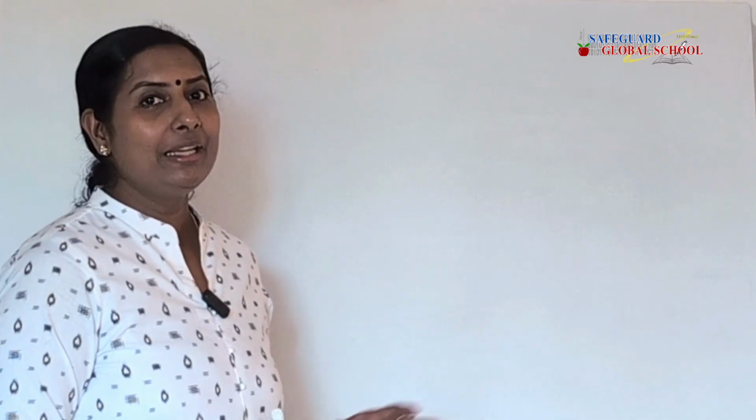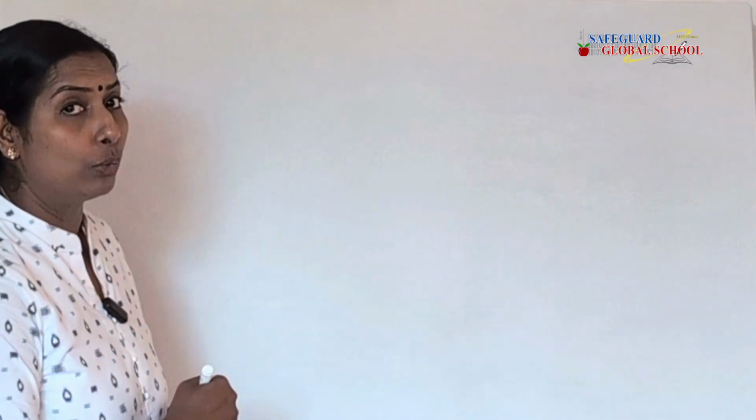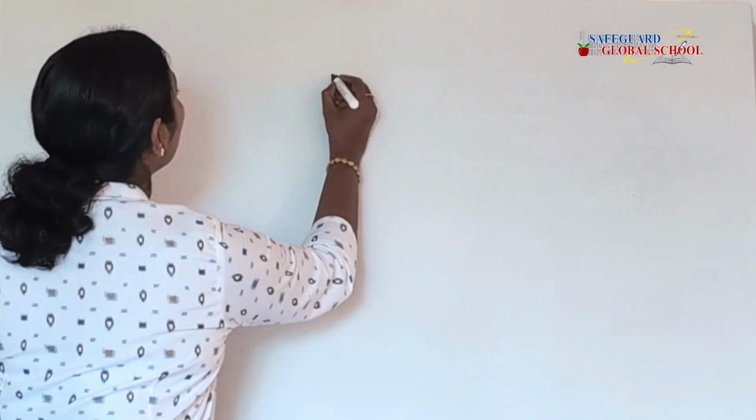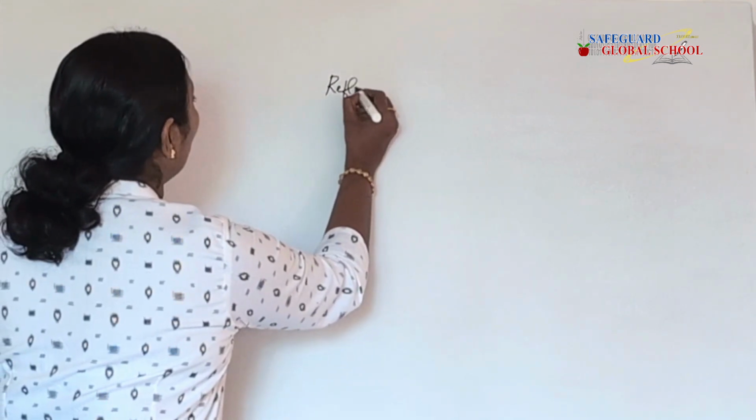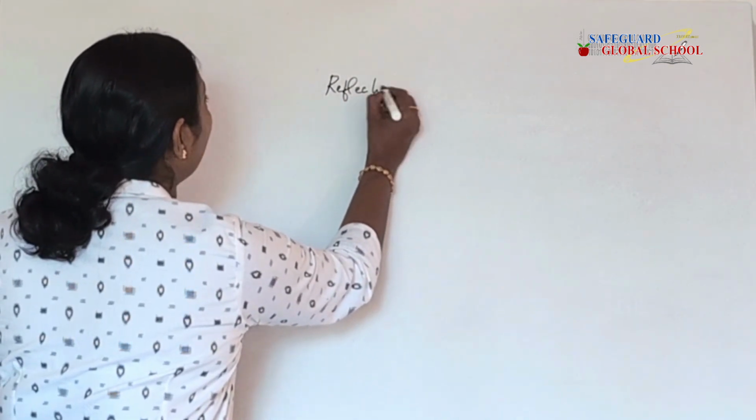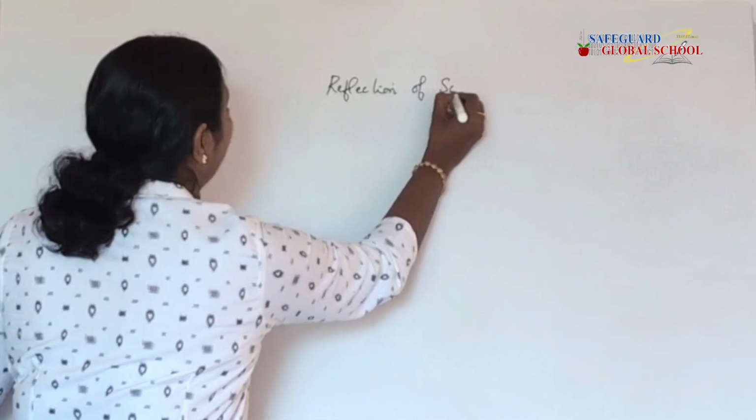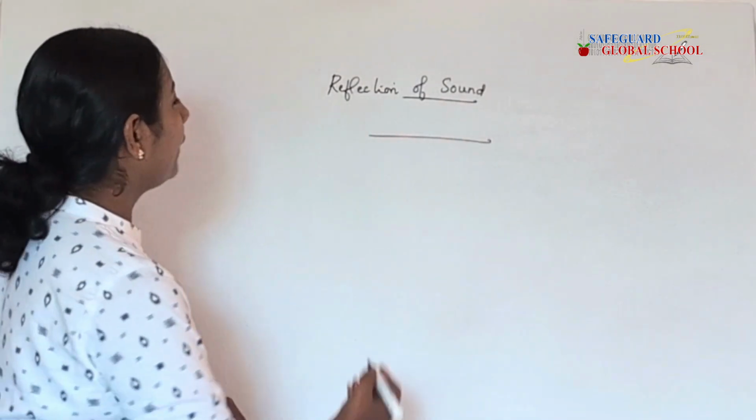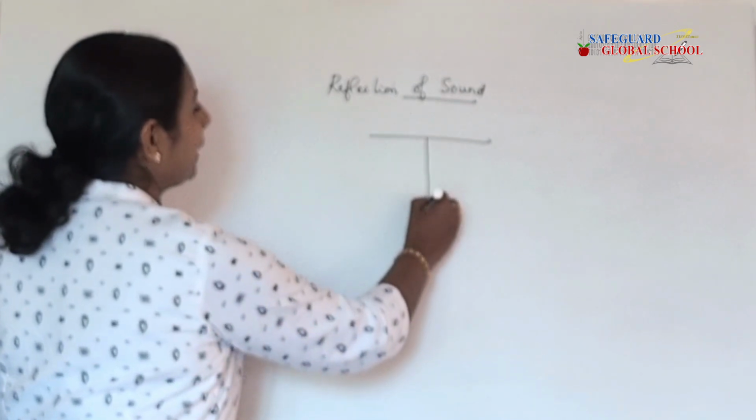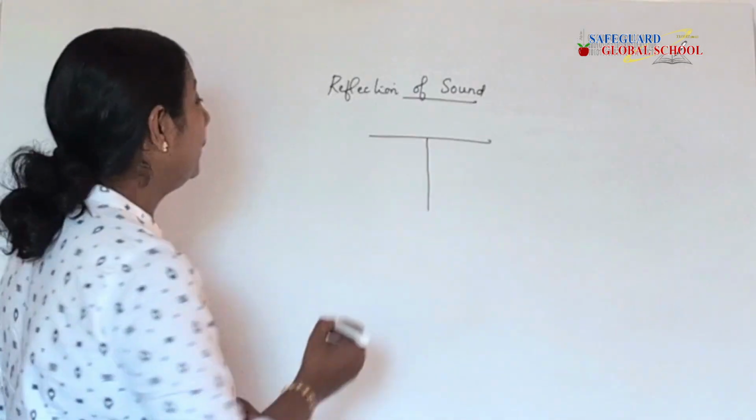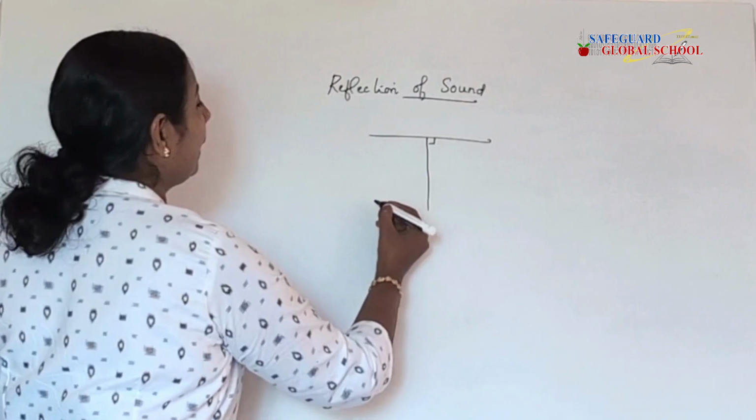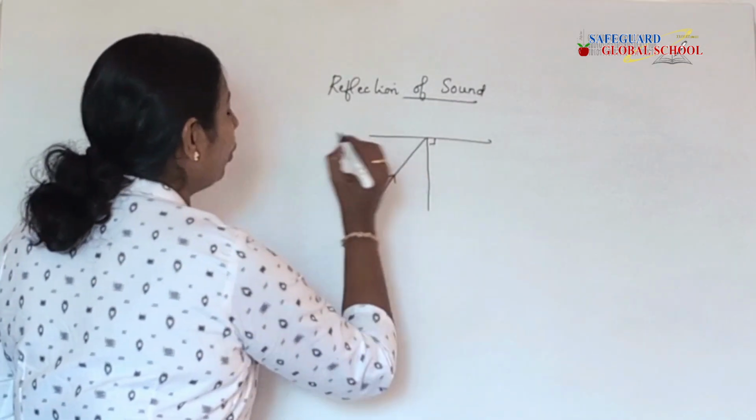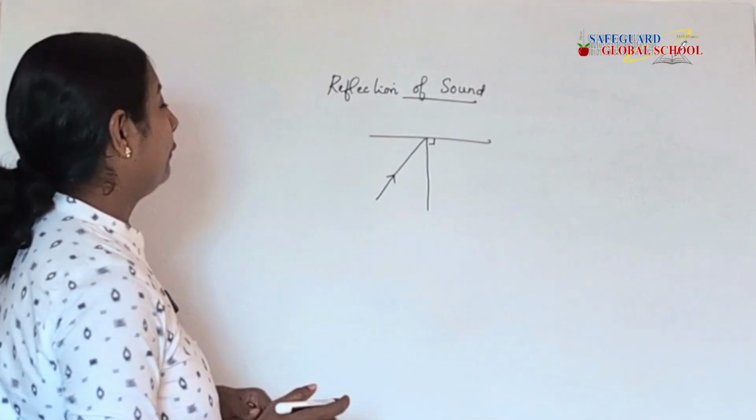Hello everyone. In this session, we will study about the reflection of sound. As light wave, sound also obeys the laws of reflection. So, if any sound reflecting surface is there, we can consider a normal over here. We know that the normal is a perpendicular. In your textbook, there is an activity to show that sound also obeys the laws of reflection.